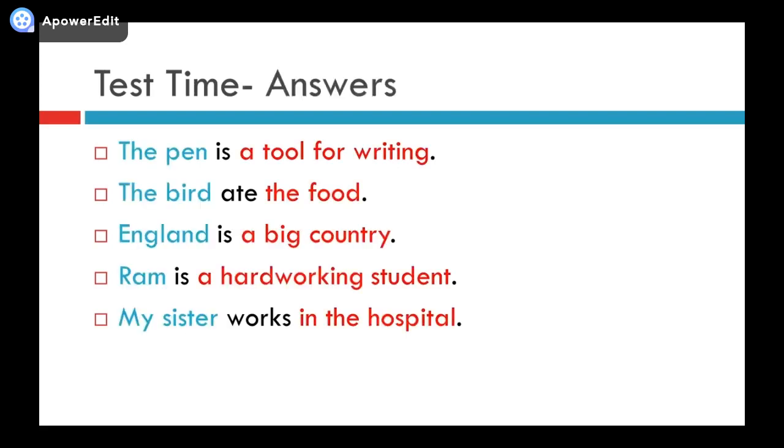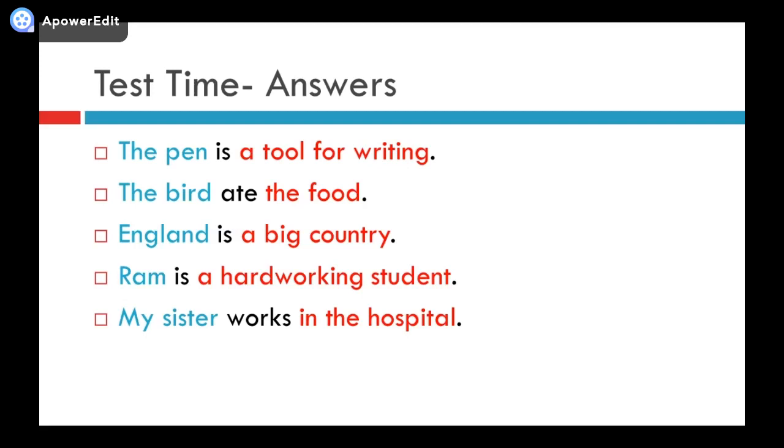Now, the pen is a tool for writing. What are we talking about? We are talking about the pen. So, the pen becomes your subject. And what is the pen? What information do we have about the pen? That it is a tool for writing. So, a tool for writing becomes your predicate. The bird ate the food. Now, the bird, what are we talking about? We are talking about the bird. Okay. What information do we have about the bird? That he ate the food. So, the bird is your subject and the food becomes your predicate.